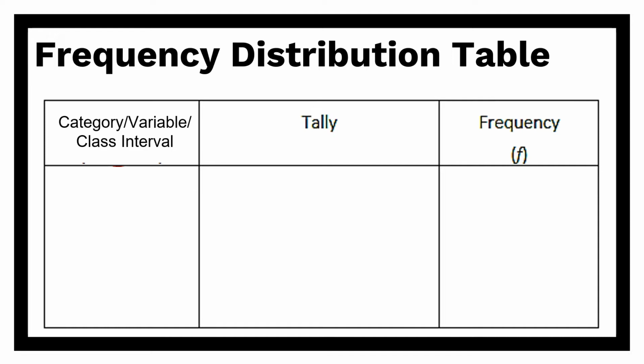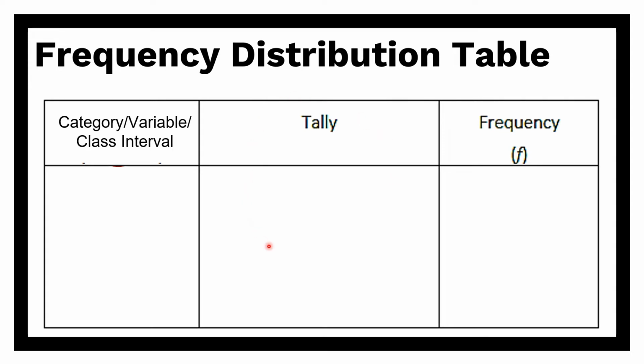So as you can see, we have here 3 columns. We have the first column, which will contain the category or the variable or the class intervals for our collected data. The second one is the column for the tally. And lastly is the column for the frequency. So a frequency distribution, just like what I said a while back, is composed of 3 columns. So let us have first the tally.